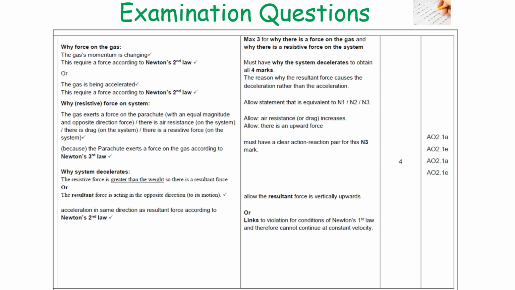Now, the gas exerts a force on the parachute. So therefore we've now got two objects here. We've got the gas, we've got the parachute. So via Newton's third law, the parachute will exert a force on the gas because the gas is exerting a force on the parachute of equal size, of the same type, but in the opposite direction. Now, the next thing is, why will the system decelerate? Well, we know that things will accelerate or decelerate with a change in momentum or a resultant force. So you know it's decelerating because the resistive force is greater than the force causing it to come to the ground, which is the weight. So there's the resultant force in the opposite direction to the motion.